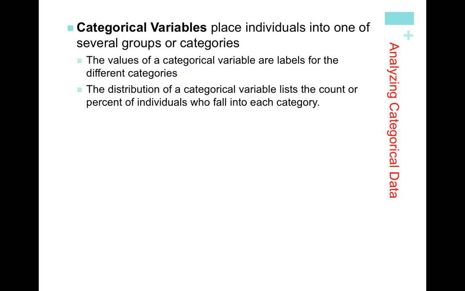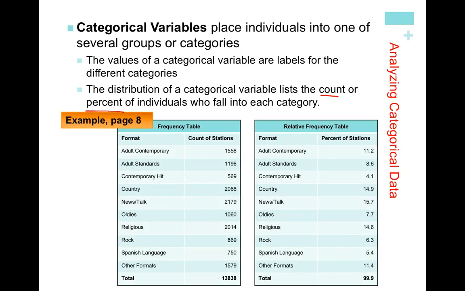So as far as categorical variables go, that's our focus in section 1.1. Like I said, categorical variables put individuals into a group or a category. And so the distribution of that categorical variable is basically just going to be either the count or the percent of individuals that fall into each category. So we have an example here, and it's on page 8 in your textbook if you wanted to take a look in more detail.